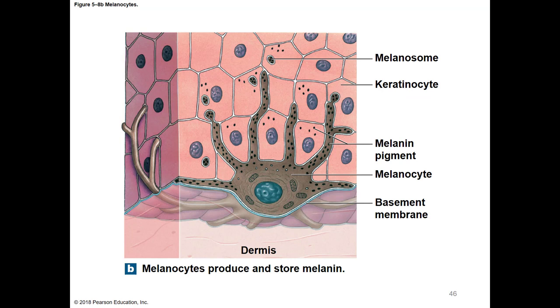So if we zoom in a little, this cell that looks a bit like an octopus, with all these tentacles coming off of it, this is the melanocyte. And you can see in its tentacles, it's producing melanin pigment. The melanin pigment is being released either freely, as we see here, or in these vesicles called melanosomes. Okay? And melanocytes can produce more or release more melanin when skin cells are exposed to ultraviolet radiation.